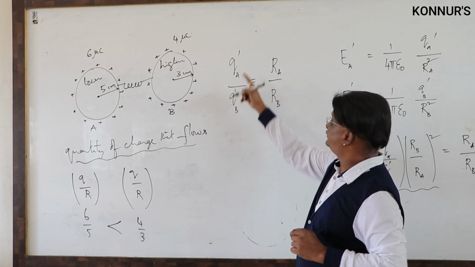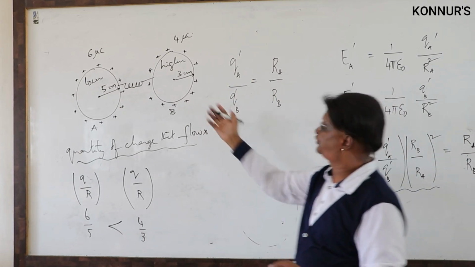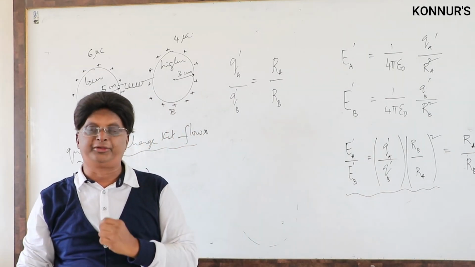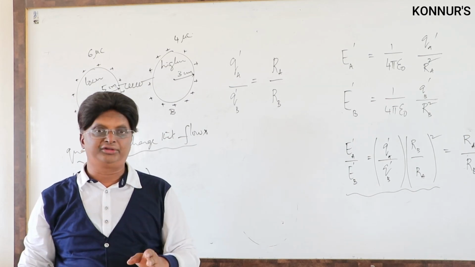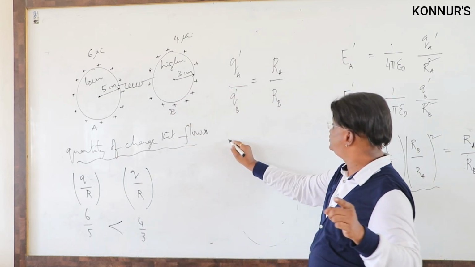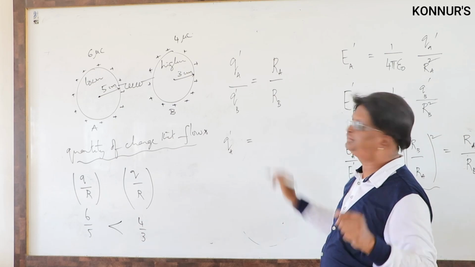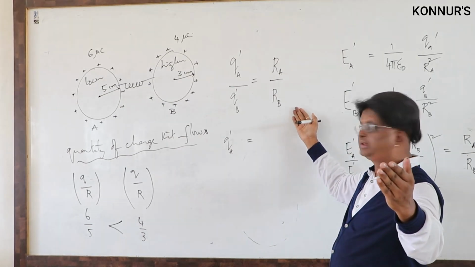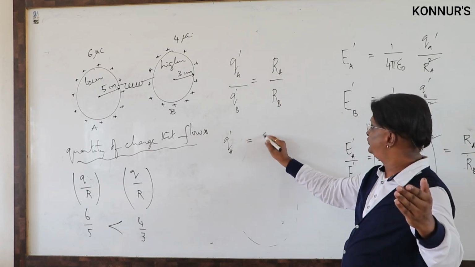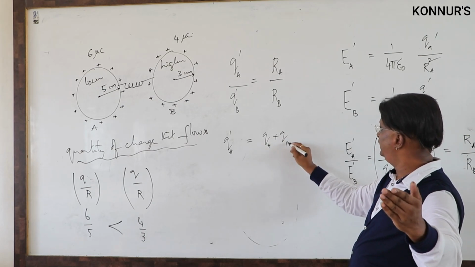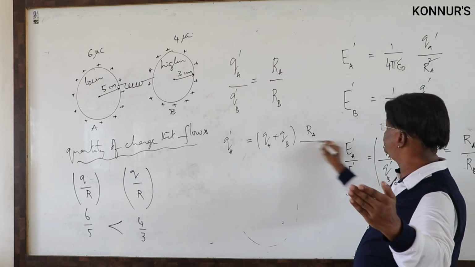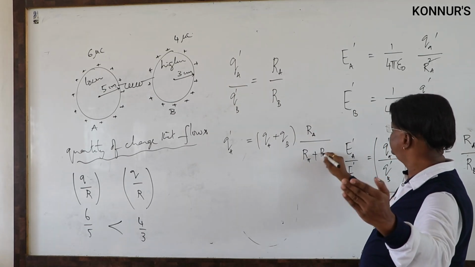Therefore, what was the initial total charge? QA plus QB was the total initial charge. Now we have a principle, the law of conservation of charge, without any exception in nature. That is why the new charge QA prime, how do you get it? Because now you have a result: QA dash by QB dash is RA by RB. So QA dash is the total charge QA plus QB. In this total charge, A should have RA parts out of the total RA plus RB.